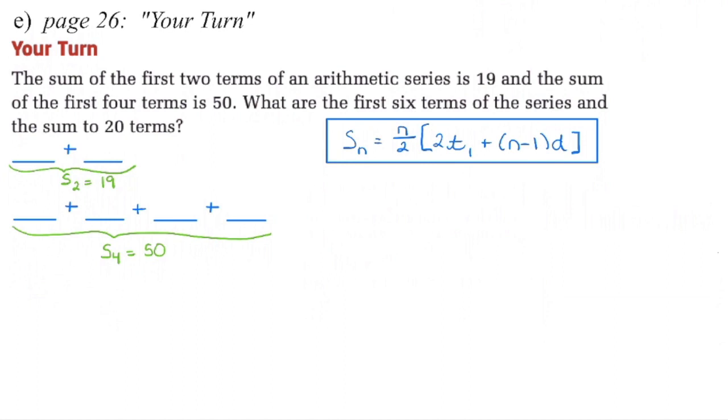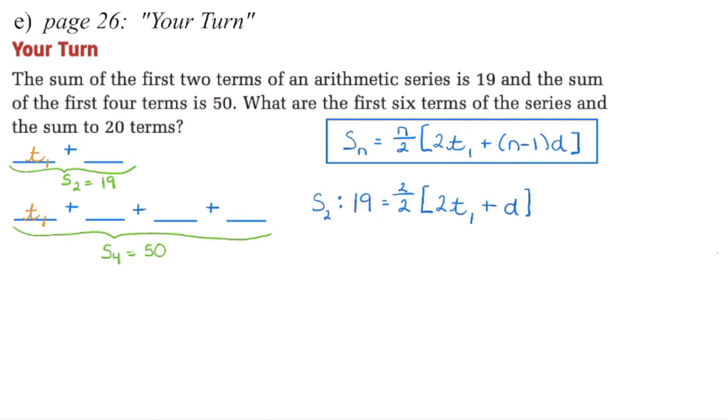So let's think about what we know. We do know the sum for each of those 2 series. We also know the number of terms. So we have 2 terms in this one, we have 4 terms in this one. We don't know the first term, so we're going to leave that as a variable. We also know the number of common differences, because if there's 2 terms, 2 minus 1 is 1 common difference. If there's 4 terms, 4 minus 1 is 3 common differences. We don't know that common difference. But if there's only 2 variables that we don't know, we can set up a system.